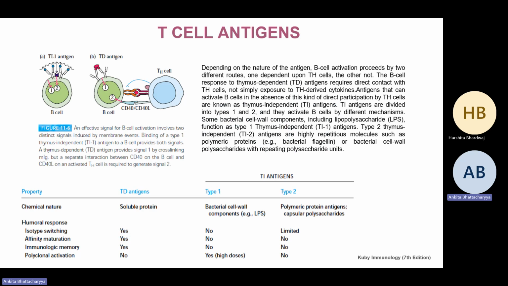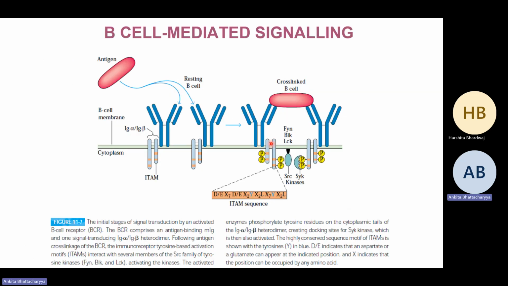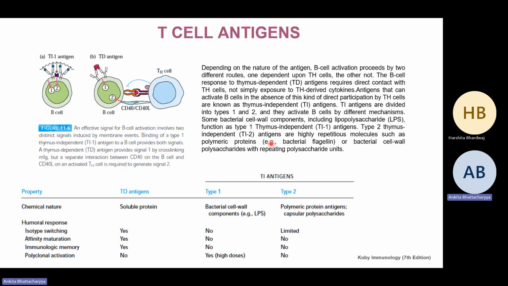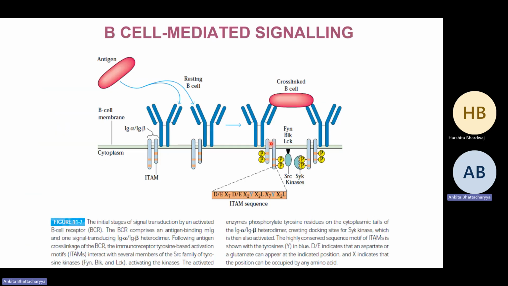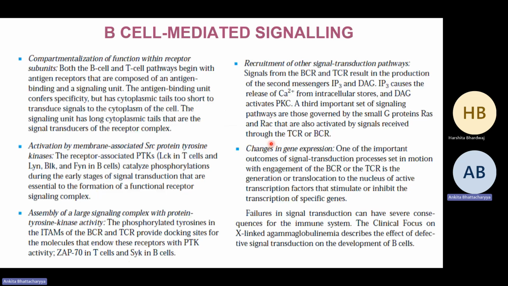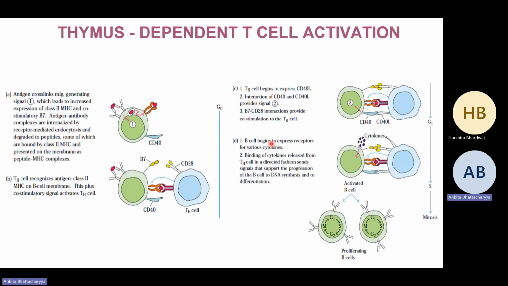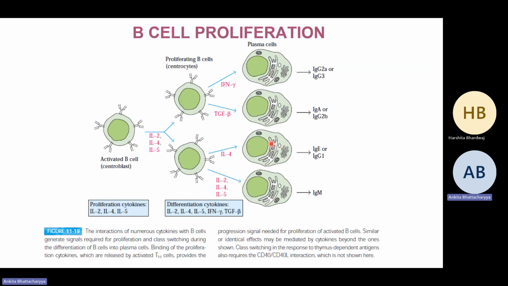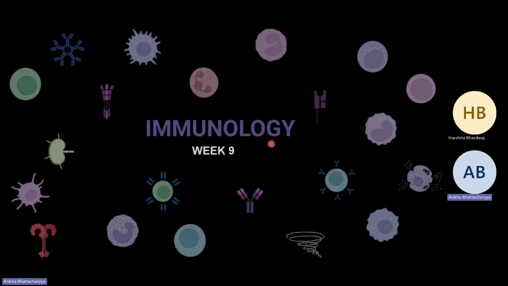Okay, we went over the different types of T cell antigens as well. Following which we understood B cell mediated signaling in more detail, how there is signal transduction downstream of it, and how that is different from what we have already studied, what are the signal transduction pathways. Then thymus-dependent T cell activation, thymus-independent activation is already familiar for us. We understood the substeps of B cell proliferation, how cytokines can have different roles to play there.